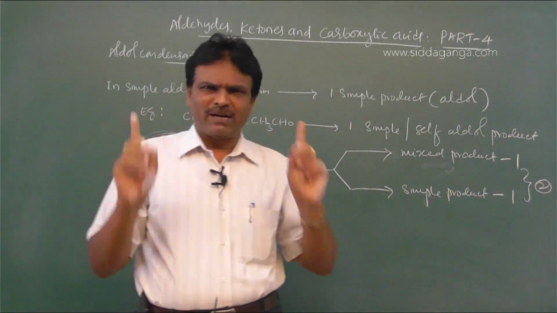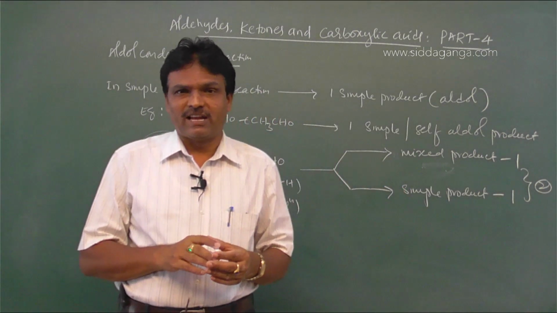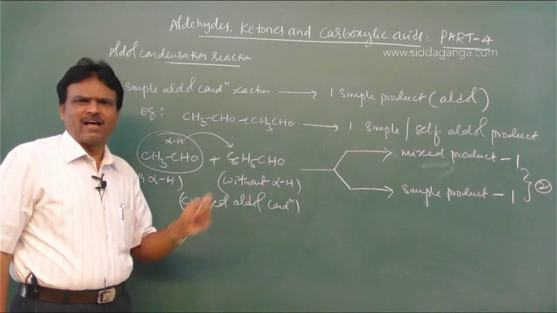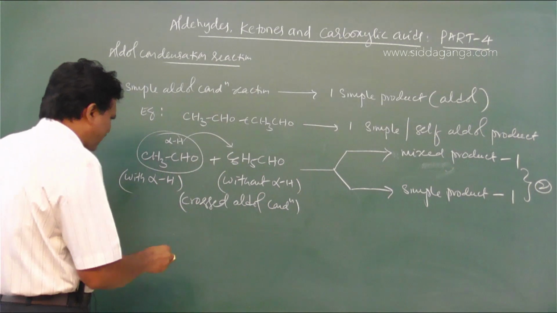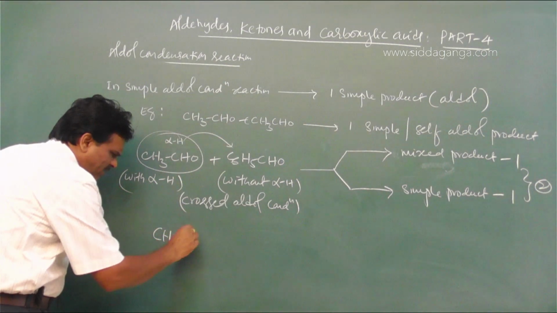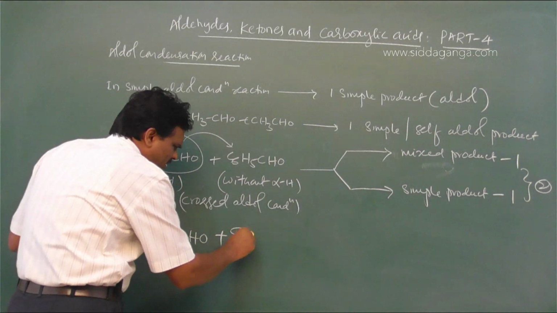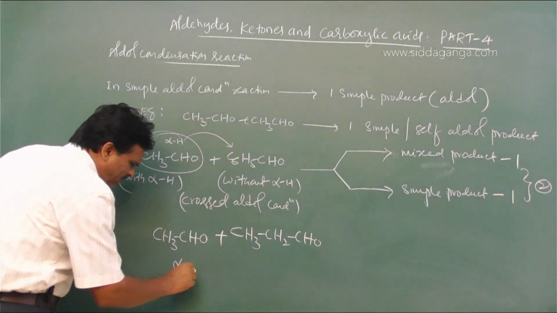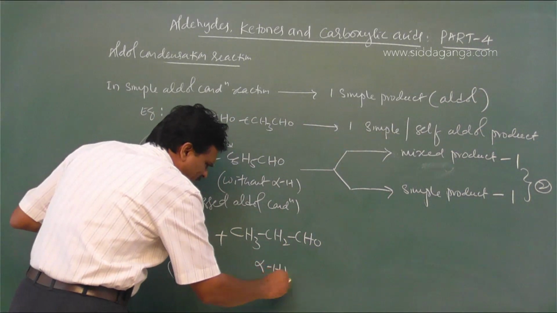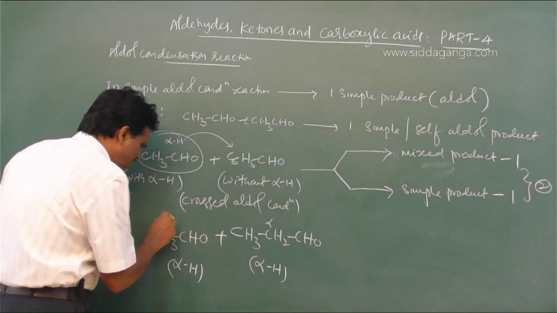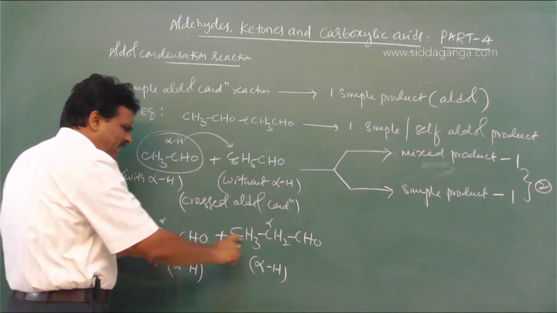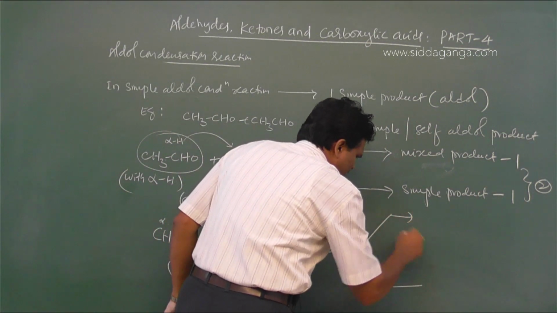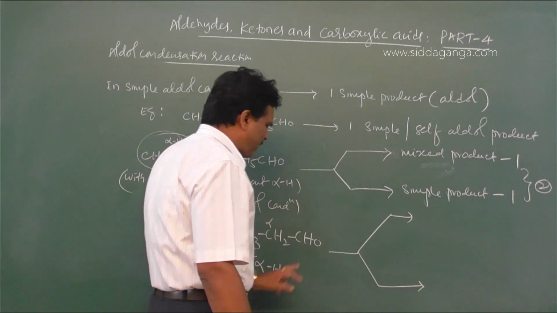So two aldol products are possible in cross aldol condensation reaction only when one of the aldehydes contains alpha hydrogen and the other does not. Suppose we take acetaldehyde CH3CHO and propionaldehyde CH3CH2CHO. This is alpha, this is also alpha, so both the aldehydes contain alpha hydrogen. So we get totally four products.